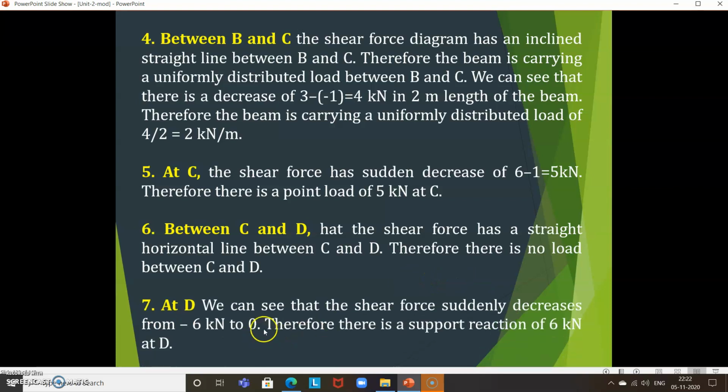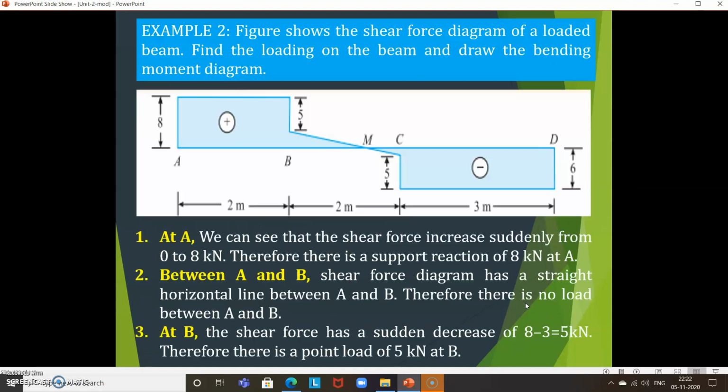Next, at D, we can see that shear force suddenly changes from minus 6 to 0. So there is a support reaction of 6 kilonewton at D. Here you can see it is minus 6, and it becomes 0. So there is a support reaction of 6 kilonewton at D.